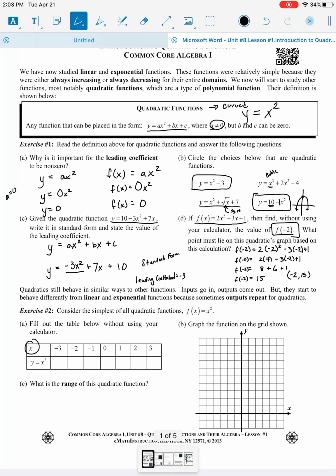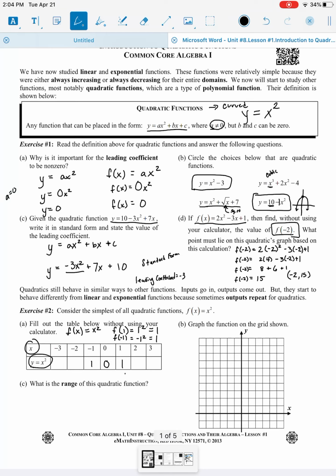And I'll take my value, and I just did 1. I plugged it in. 1 squared is 1. And I wrote it as my output. Now if I was to evaluate f of -1, take a look at this. -1 squared as an input gives me an output of +1 as well. So if I input -1, I get an output of 1.